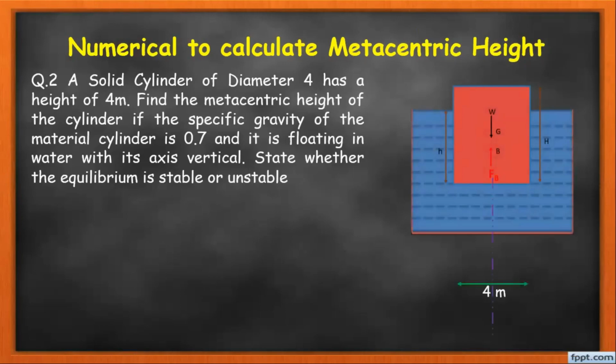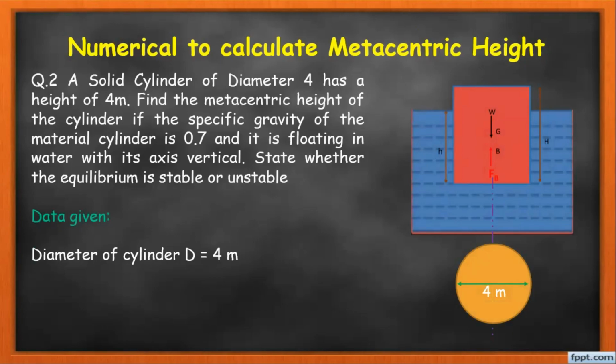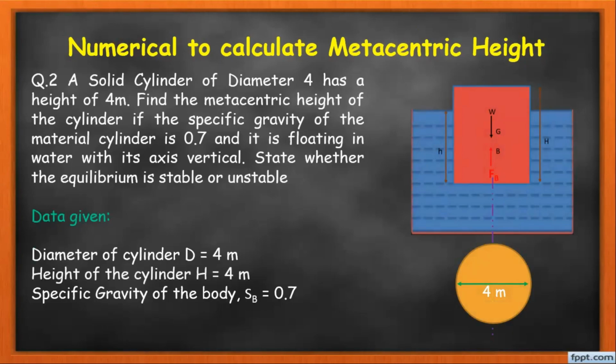So first of all, we have to analyze the orientation of the object. It looks like as shown in the figure. Given data: the diameter is 4 meter, the height of the cylinder is 4 meter, the specific gravity of the material is 0.7, and we need to calculate the metacentric height.